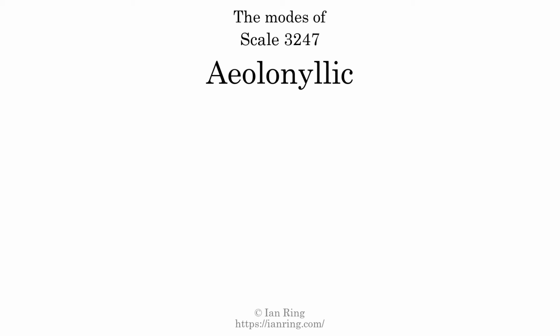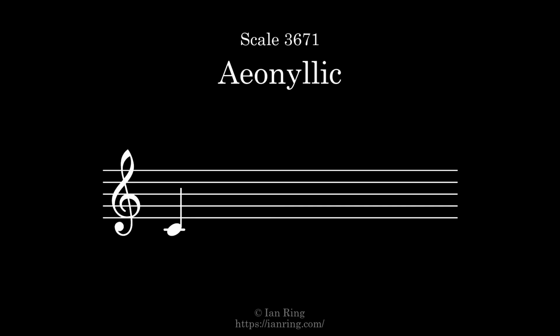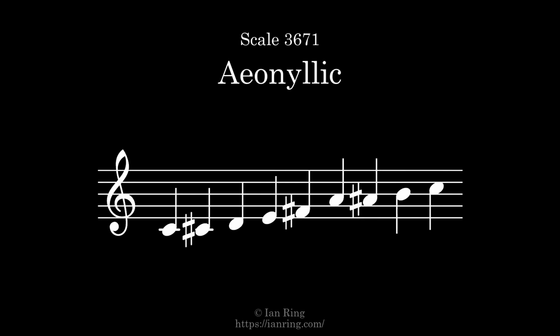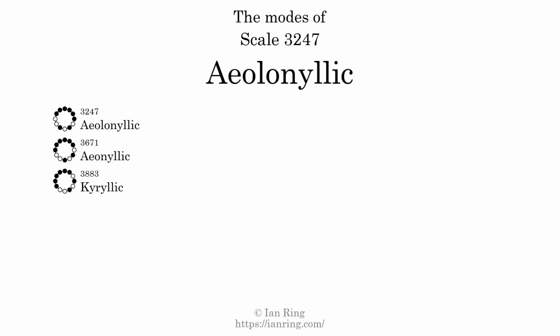This scale has 8 modes. The first mode is itself. The second mode is scale 3671, also known as Aeolonyllic. It sounds like this. The third mode is scale 3883, also known as Cyrillic. It sounds like this.